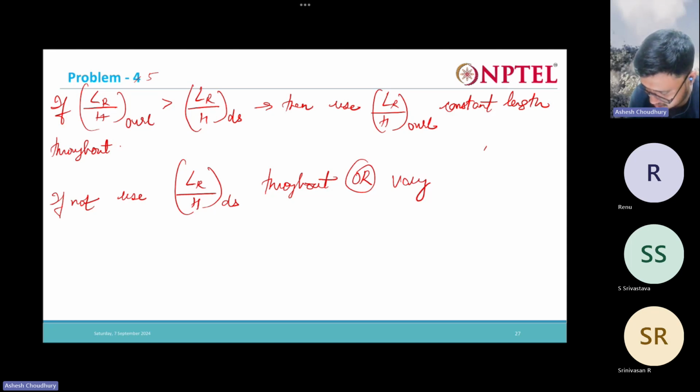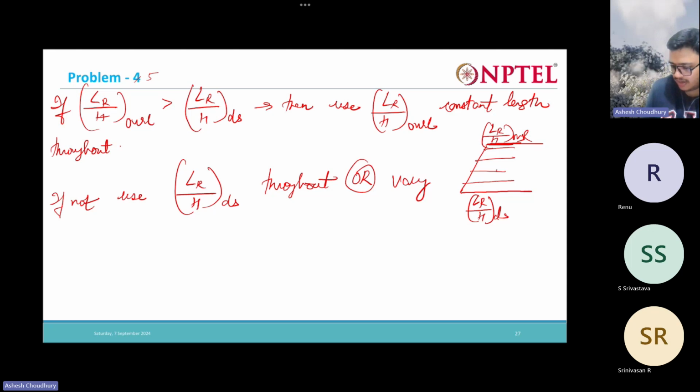So this is the slope, right? Here, at the bottom you can give LR by H ds, and at the top you can give LR by H overall, and you can vary it like this. Vary the height.